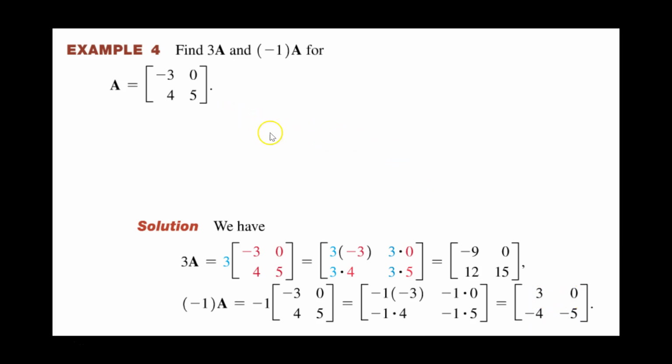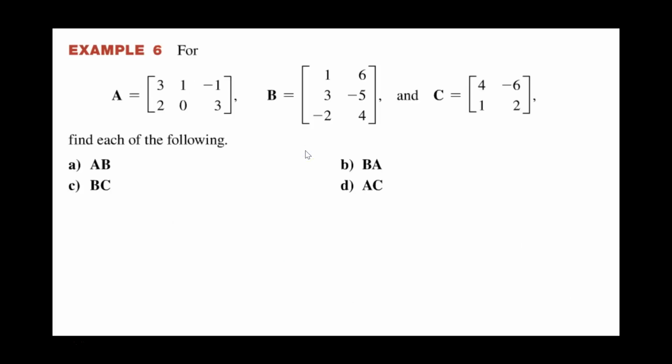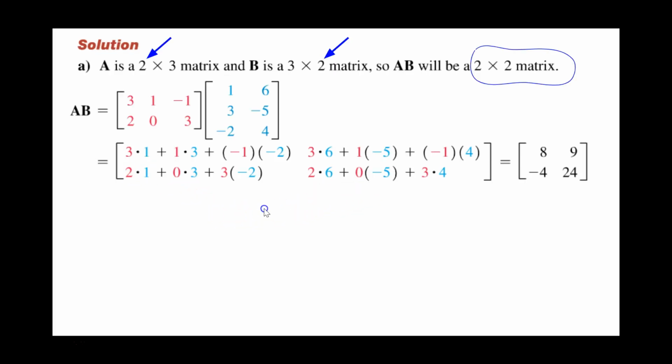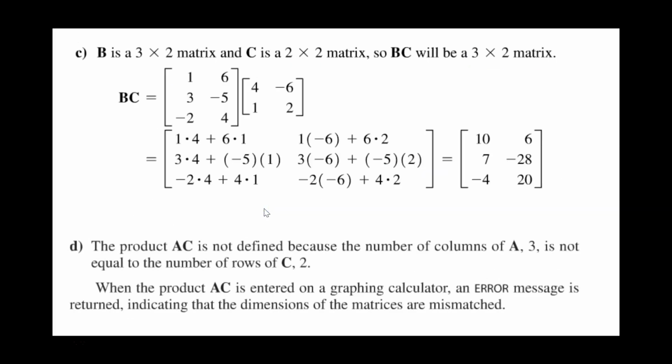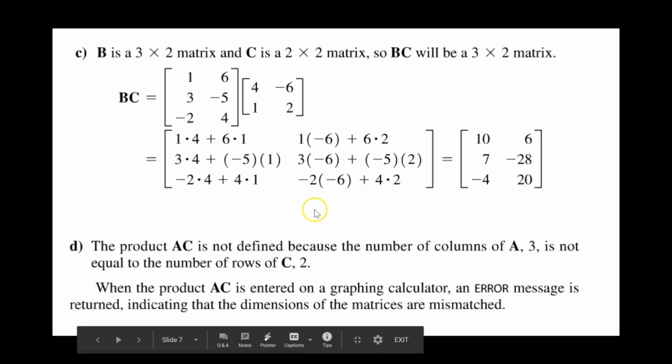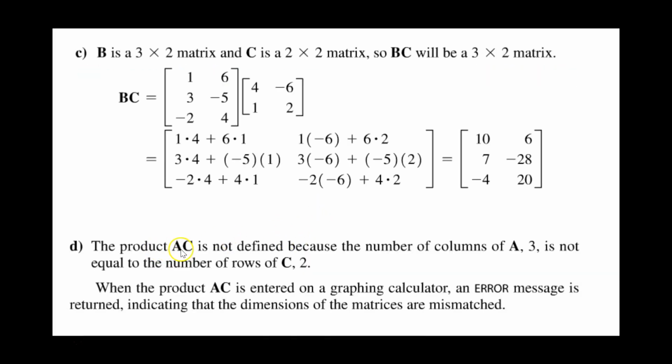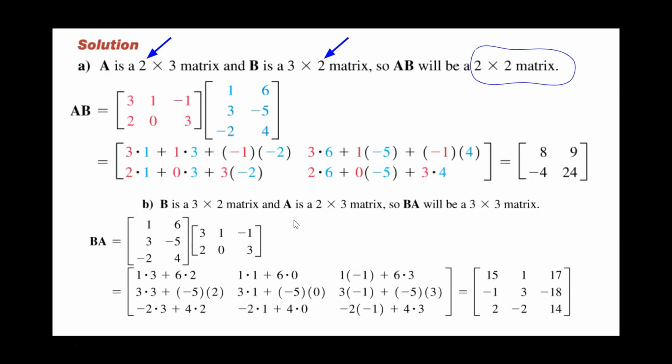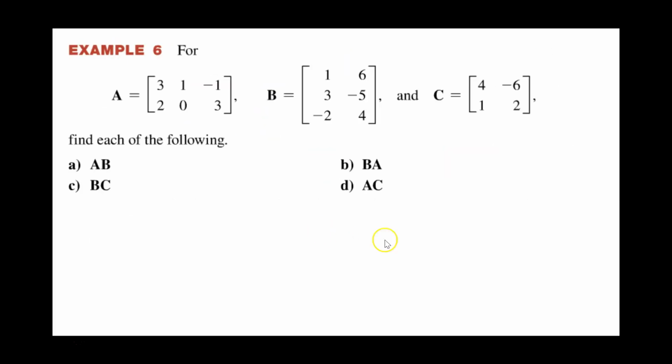So just give these slides another look, and give it a few more practice with the problem. The only thing I want to make sure we understand is part D. So let me skip down to part D. And part D is saying that it cannot be done, because if we label part D, A is going to be a 2x3, and C is going to be a 2x2.